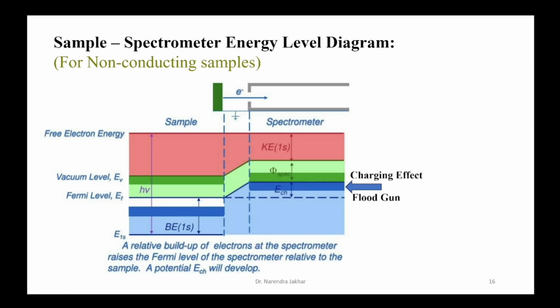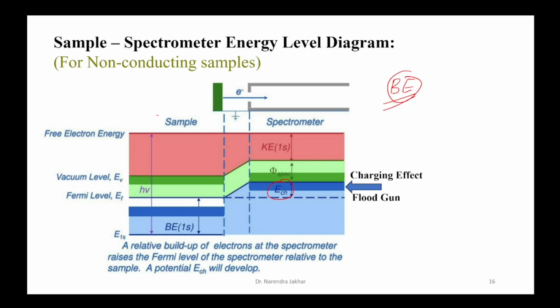This is the sample and spectrometer energy level diagram for non-conducting samples. For non-conducting samples, when the electrons are ejected from the sample surface and go to the spectrometer, they give rise to a difference in the Fermi levels. The difference of potential between these two Fermi levels is shown as ECH. This is also known as the charging effect. So when a non-conducting sample is used, the Fermi levels of the sample and spectrometer get some difference, and this will give us the wrong binding energies of our peaks.